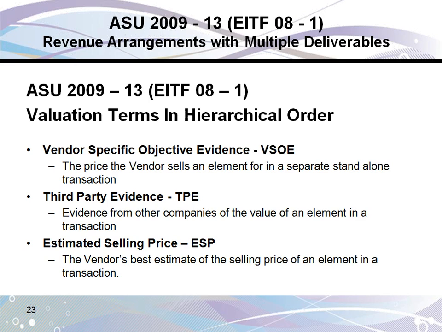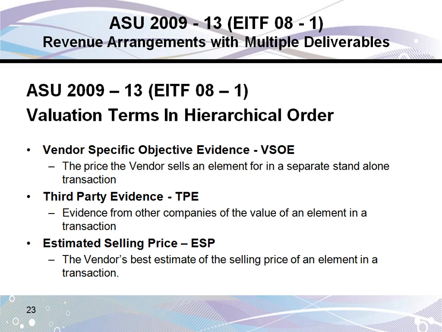It's the price that a vendor sells an element for in a separate standalone transaction when those standalone transactions are sold in a consistent manner. Typically that's established by a VSOE study looking back at standalone transactions of a particular product or SKU and analyzing the price they're sold for separately. If that price is in a sufficiently narrow band, industry standard has been 80 to 85% of their transactions in a plus or minus 10 or 15% range, then you would have VSOE.